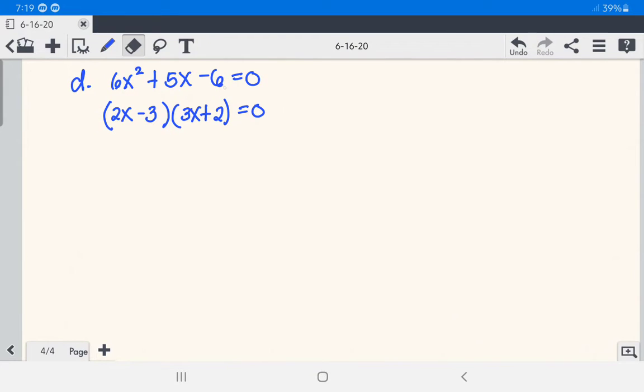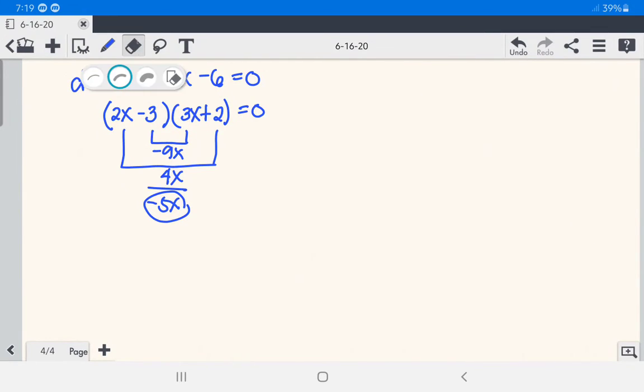Okay, so let us now multiply. We're going to make use of the trial and error method. We have negative 3 times 3, that is negative 9x. 2x times 2, that is 4x. If we add that, the result is negative 5x, which is not the middle term, because the middle term is positive 5x. So let us erase this.